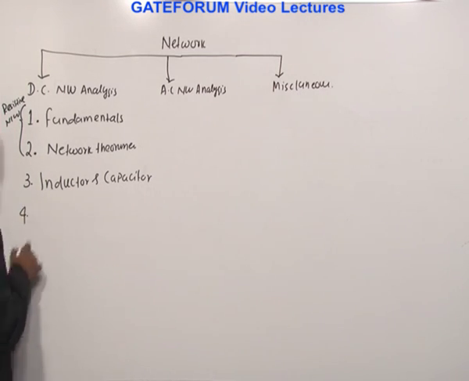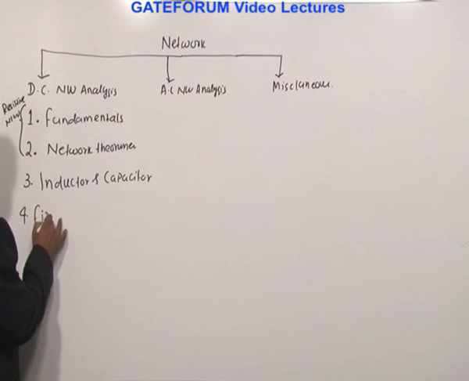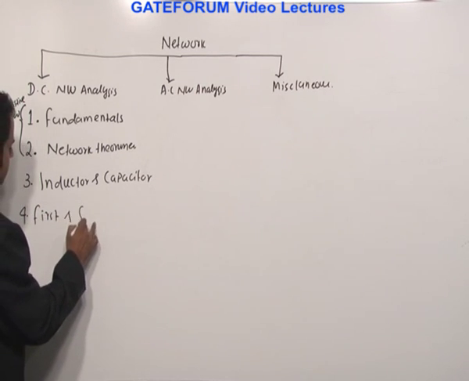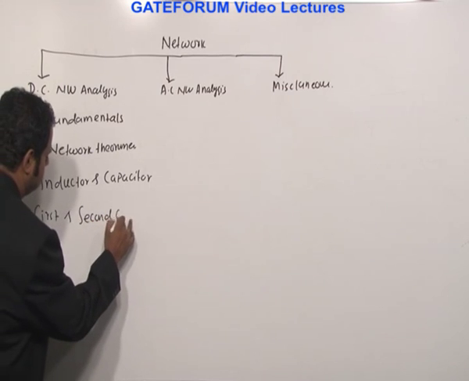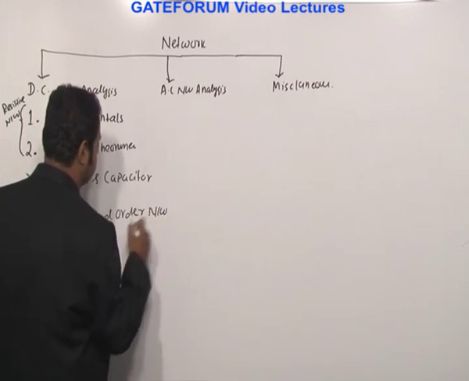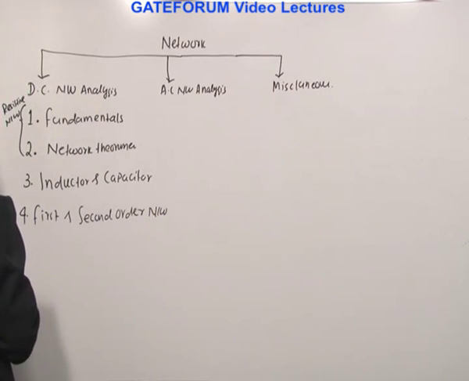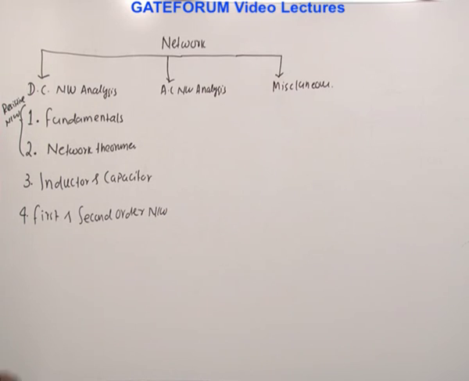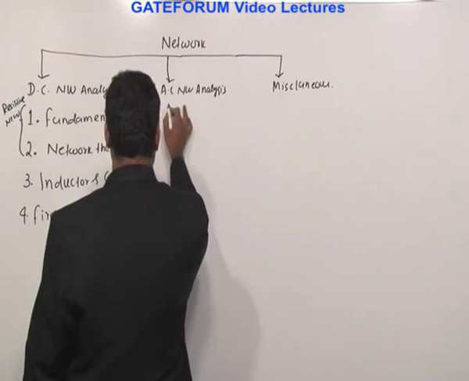And the fourth topic is known as first and second order network analysis. In fact, this is what we always call the transient topic, but that name is not correct actually. You should not say transients. I'll tell you the reason why you should not say transients. So these are the four topics that come in this part.